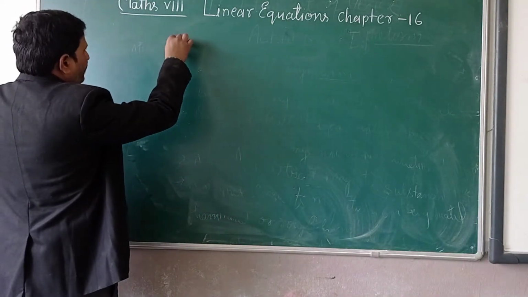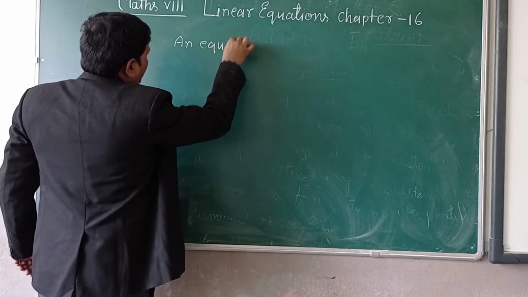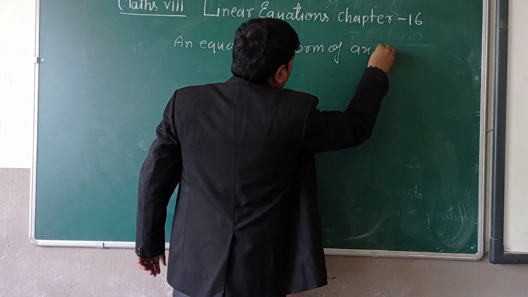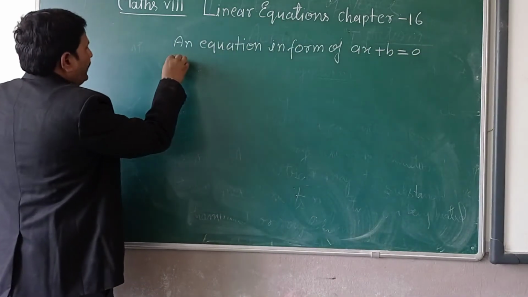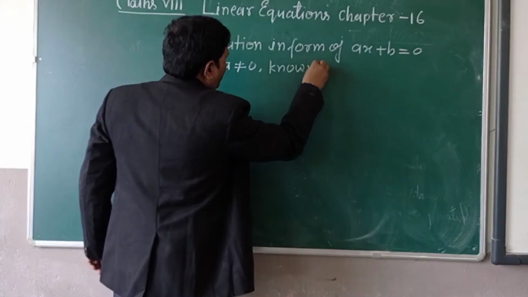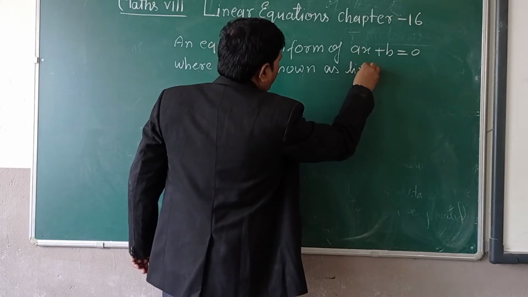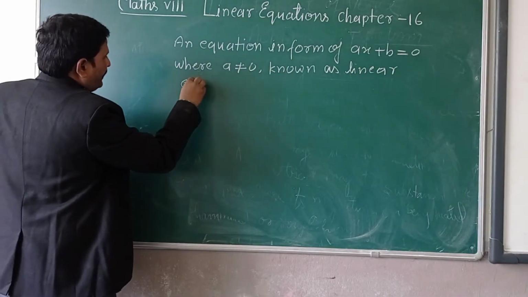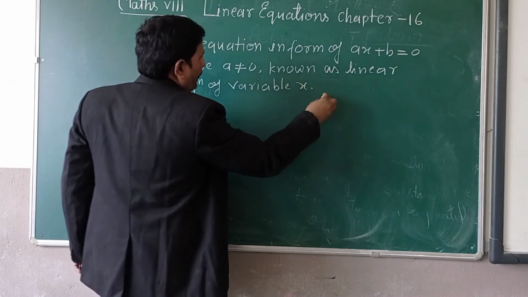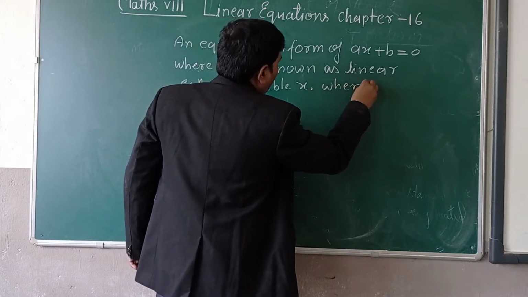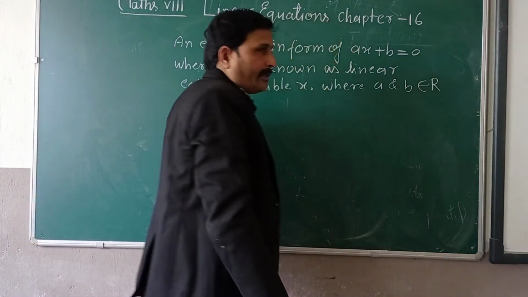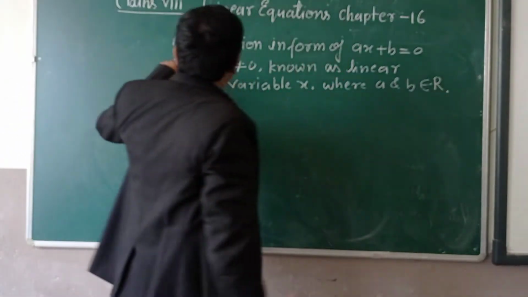See that an equation in the form of ax plus b is equal to 0, where a is not equal to 0, is known as a linear equation of variable x, where a and b belong to real numbers. This is the definition of the linear equation.